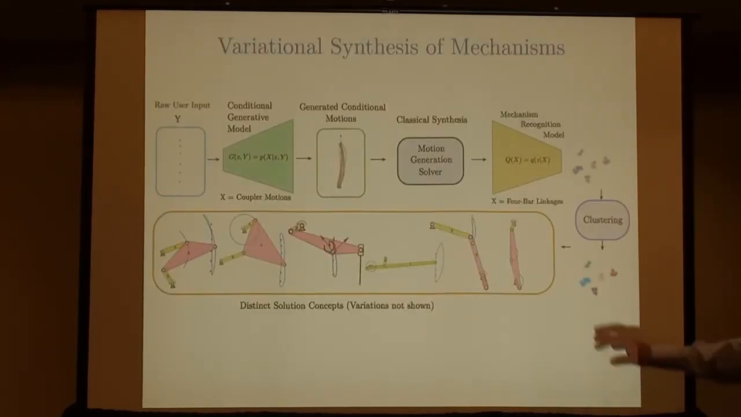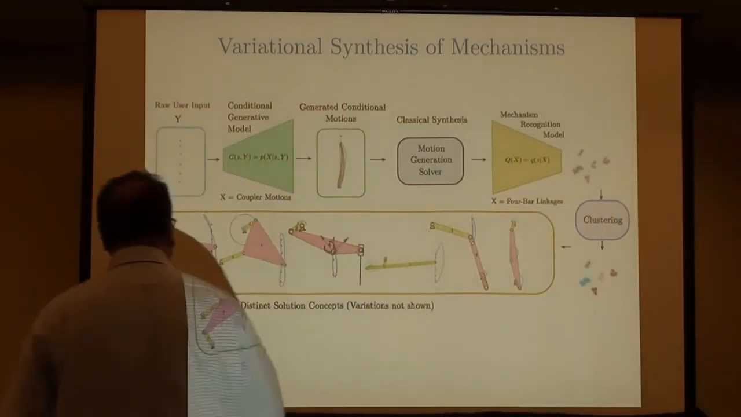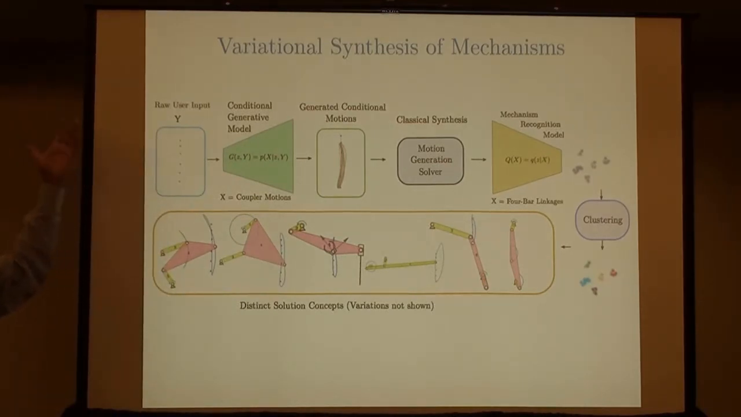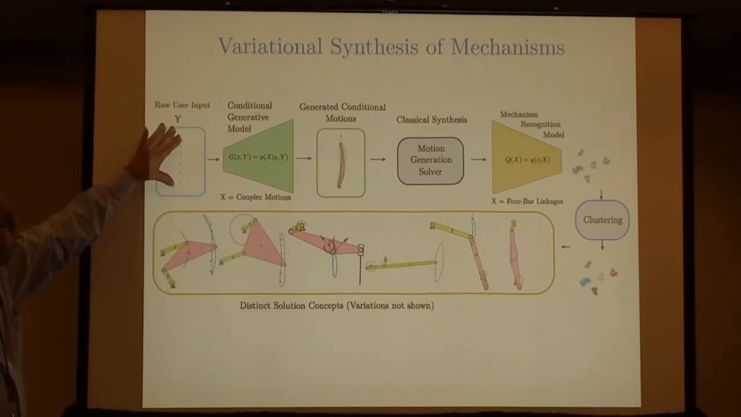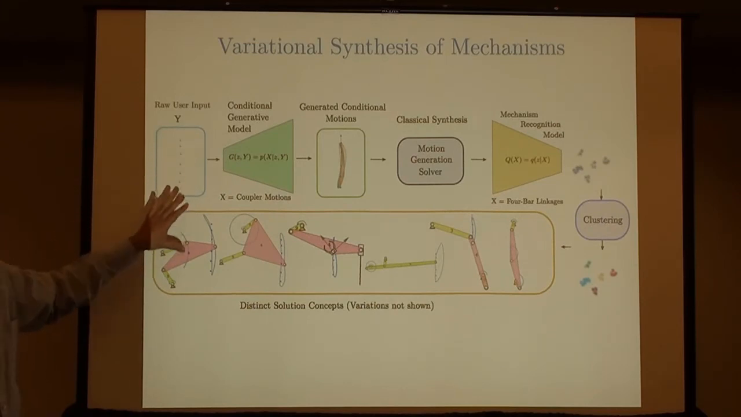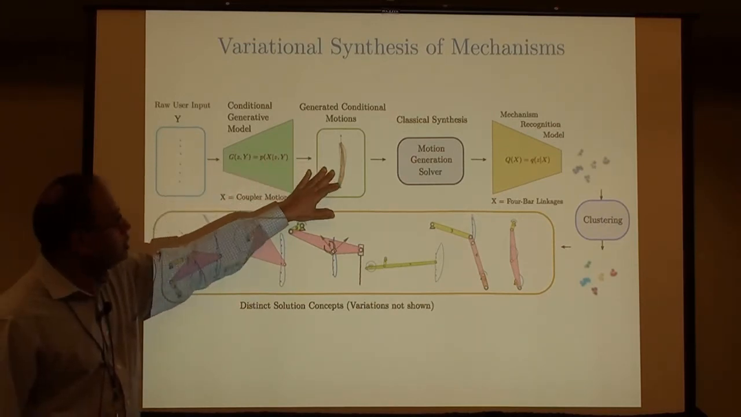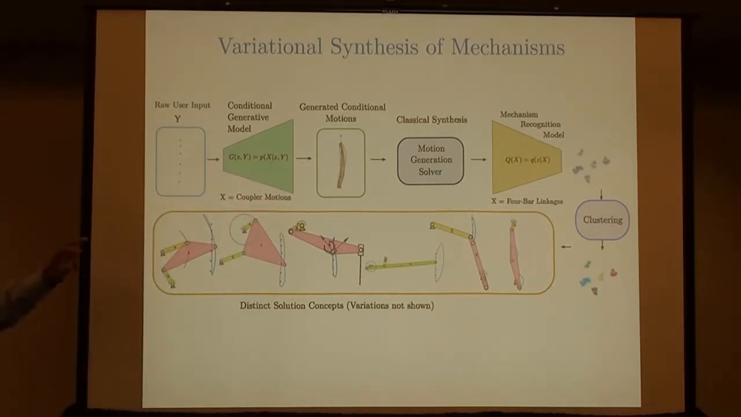Okay. So here's the case where we have the raw user input. This could be a straight line, right? You all know how to design a straight line mechanism. So just a few points on a vertical straight line. In a conditional generative model, our label would be the motions. So what we want to do is get the path, and now with those paths we get the orientation. So the labels are the motion in this case.